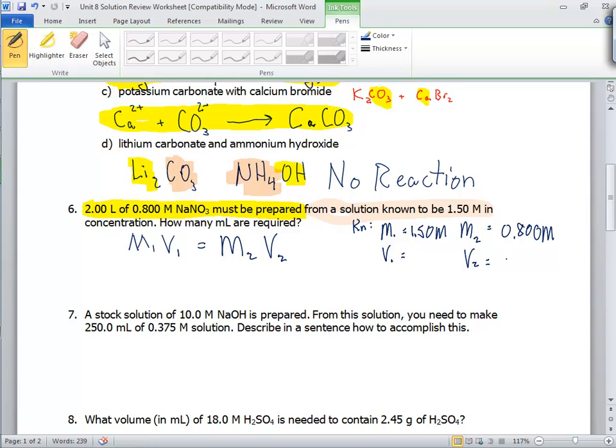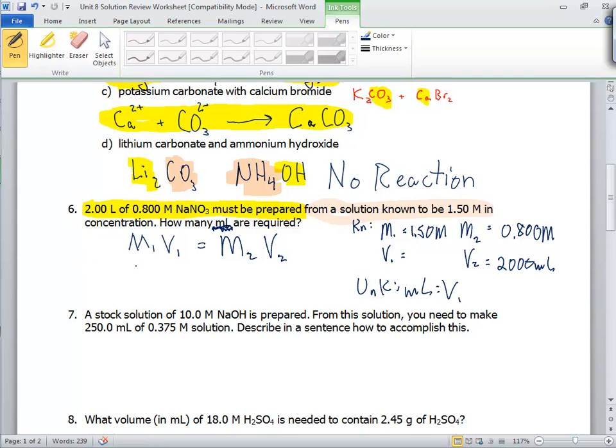Volume 2 is how much we're going to make, 2 liters or 2,000 milliliters. I changed it to milliliters because I just noticed here that we want our answer to come out in milliliters. We want milliliters of V1. That's our unknown. So let's substitute in our numbers now into this equation.